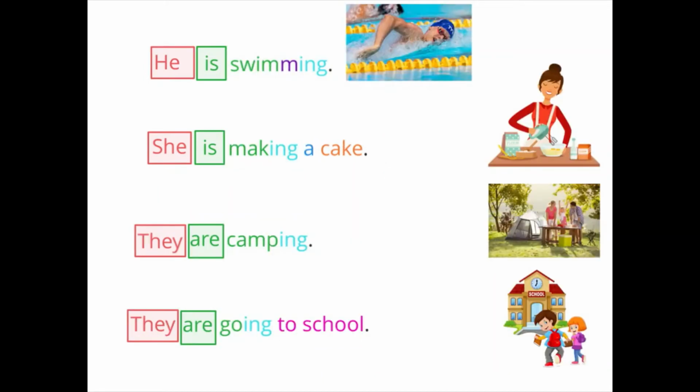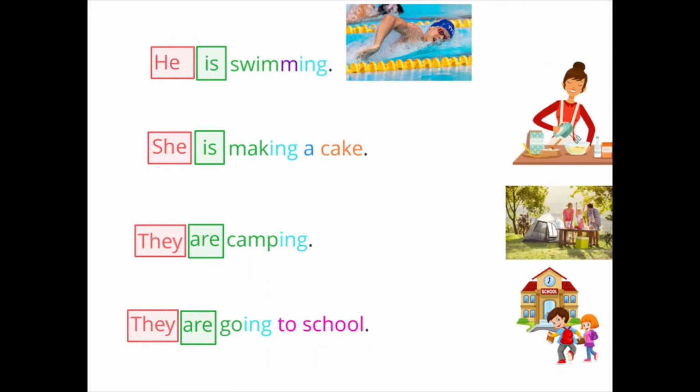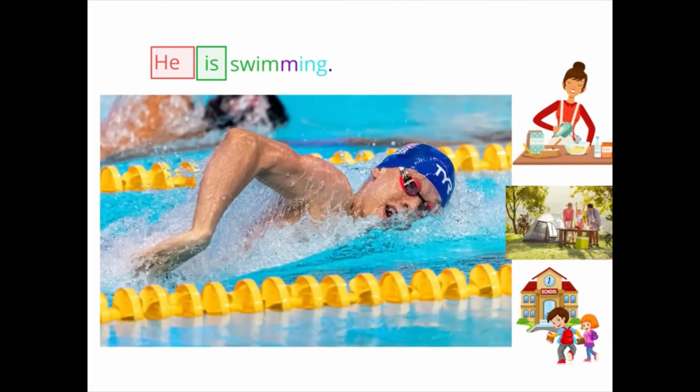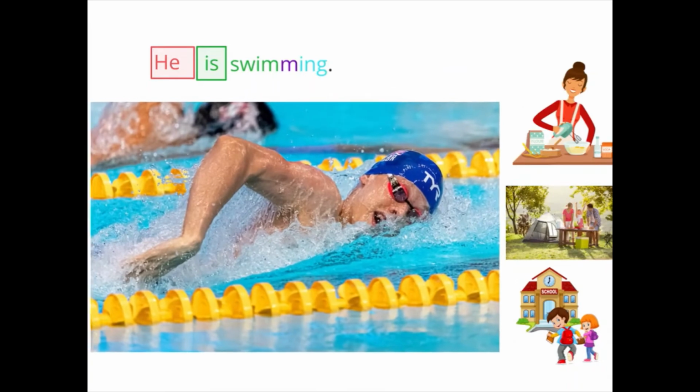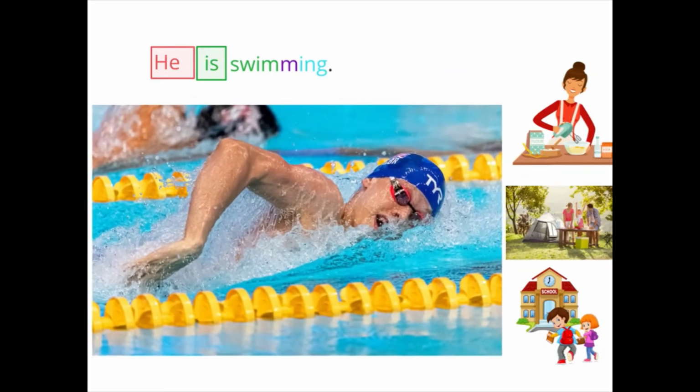Our next verbs are swim, make, camp, and go. So in our first sentence, we have he is swimming. So our verb is swim. And with this one, we need to add another M and then add ing. And is swimming is our whole verb.